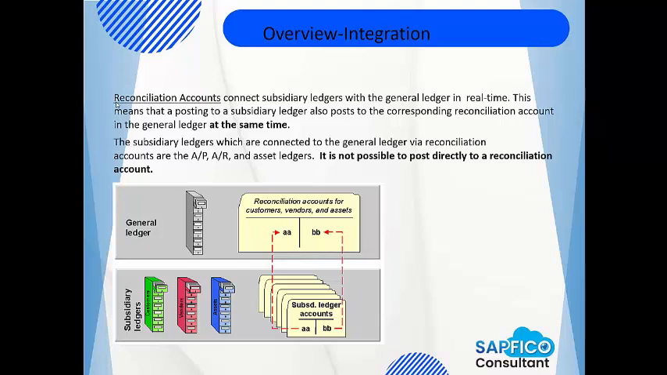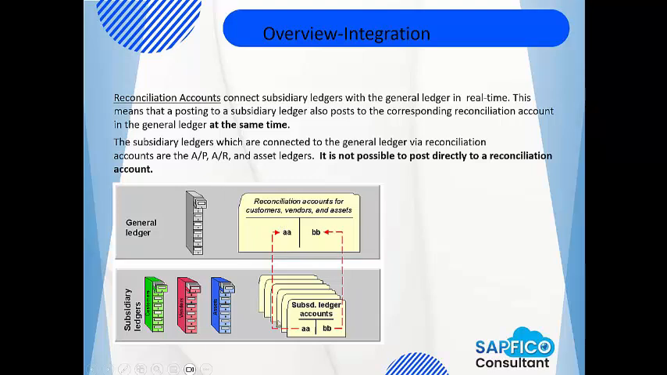Now, if you see here, these are the subledgers such as customer, vendor, assets, and all that. So we have what is called the customer account or the vendor account and all that, and this will post into the general ledger. Whenever there are postings happening in the customer account, it will automatically go and update the GL account in the background.